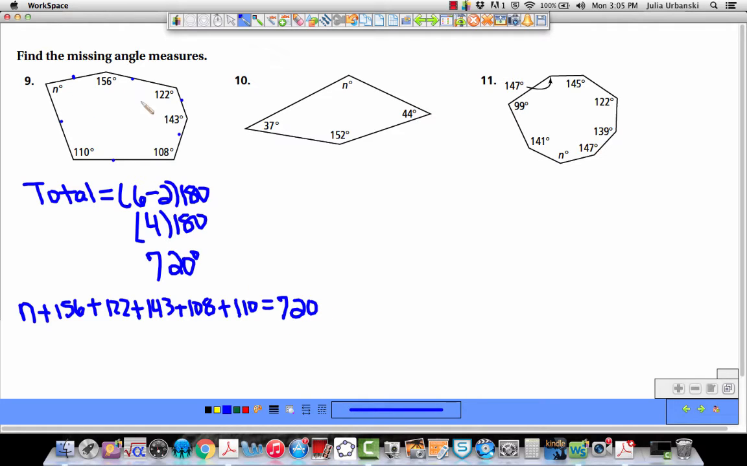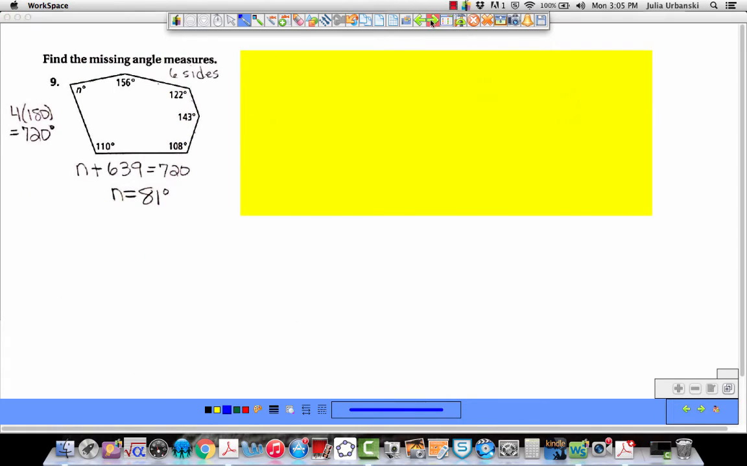So there's a total of 1, 2, 3, 4, 5, 6 angles, and I have 1, 2, 3, 4, 5, 6 angles that all add up to 720. So when I combine my like terms, I have n plus 639 equals 720. And so I subtract 639 from both sides. And I end up with n equals 81 degrees. So this one right here equals 81 degrees, and then the total, if you added them all up, it would be 720. So you can try number 10 and 11 on your own as well.